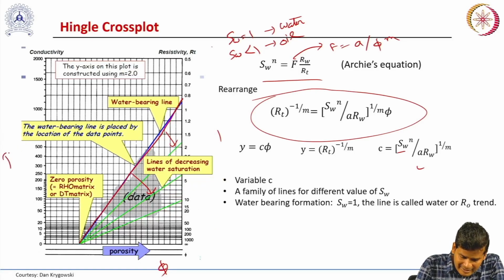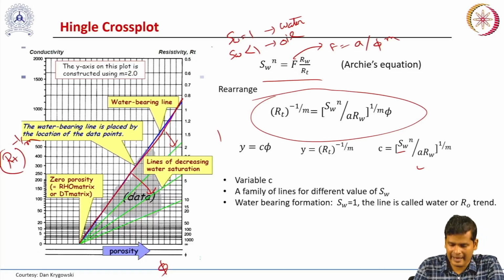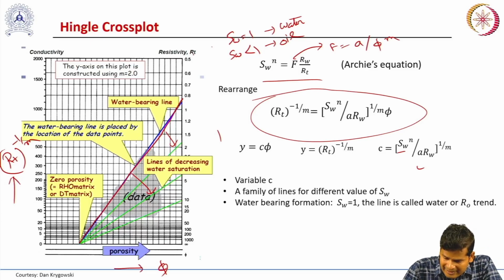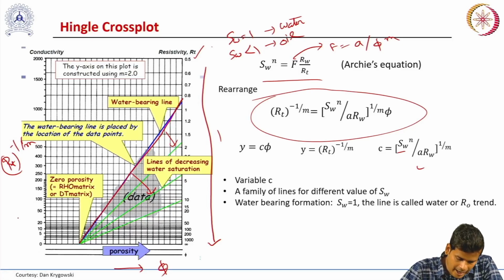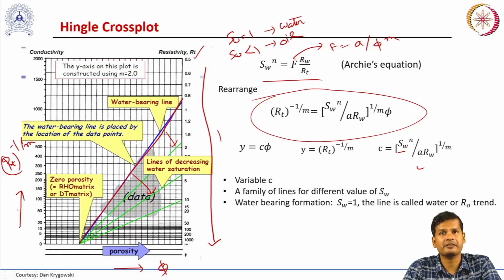So you can see this graph is between RT raised to power minus 1 by m and porosity. RT raised to power minus 1 by m is increasing in this direction, porosity is increasing in this direction. Now I can see the scale here is given as RT. That means this graph is already scaled to the resistivity value. That's why you can see the resistivity values are increasing in this direction, so that RT raised to power minus 1 by m can increase in this direction.